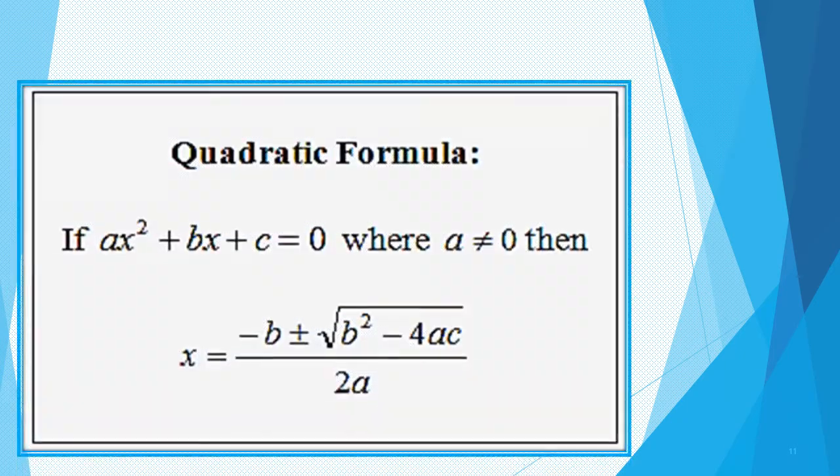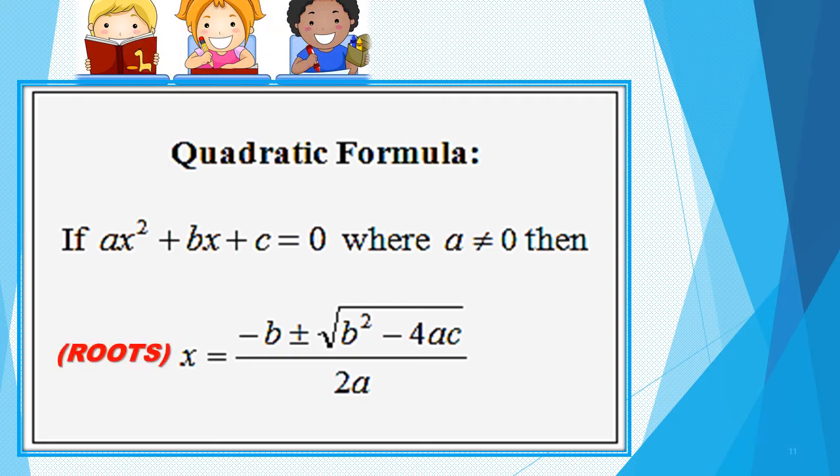So now students, as you know, what is the quadratic formula? If ax square plus bx plus c is equal to 0, where a is not equal to 0, then we can find the roots of this quadratic equation by using this formula: x is equal to minus b plus minus under root b square minus 4ac divided by 2a, where a is the coefficient of x square, b is the coefficient of x and c is the constant term.